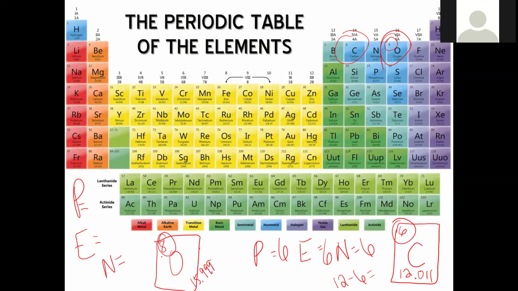How many protons? 8. How many electrons? 8. Round this to 16. Big number minus the small number. 8.